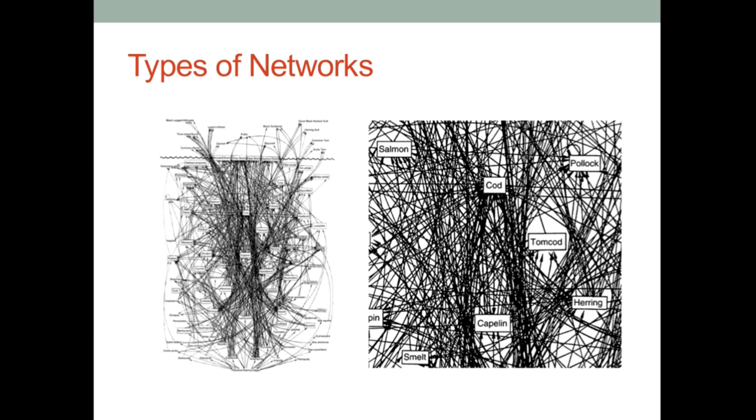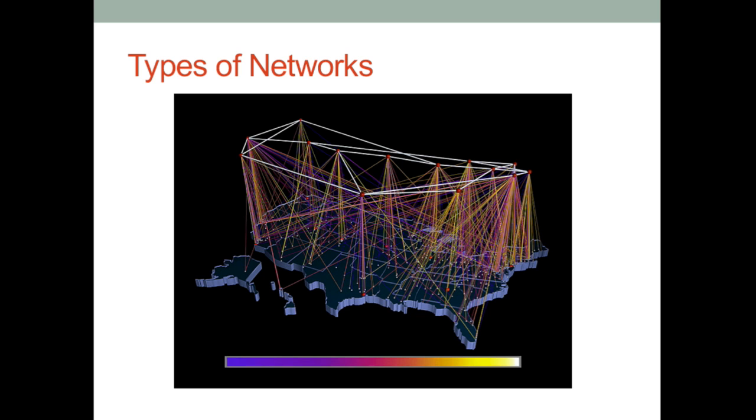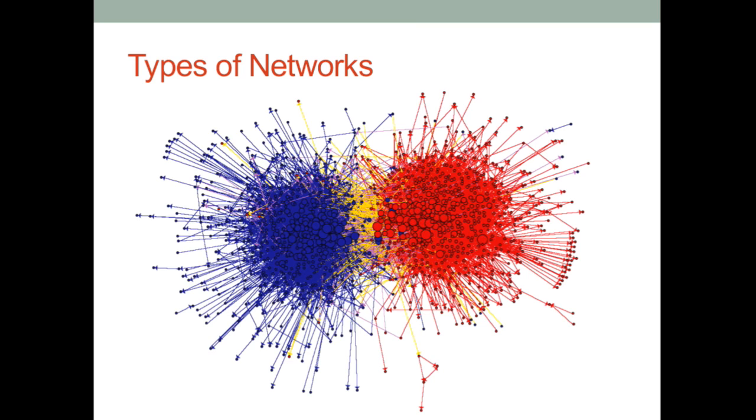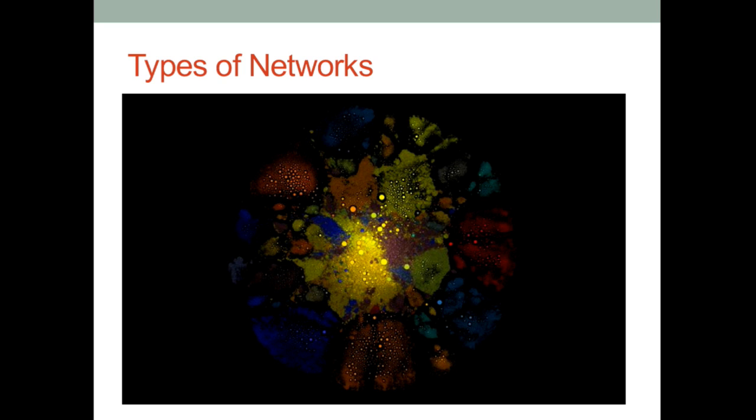This is a web of species interactions in a climate. Here's NSFNet. This is a slice of the internet in 2005. Any guesses on what this is? This is the political blogosphere. So you can see the polarization right there. This is the Steam social network.